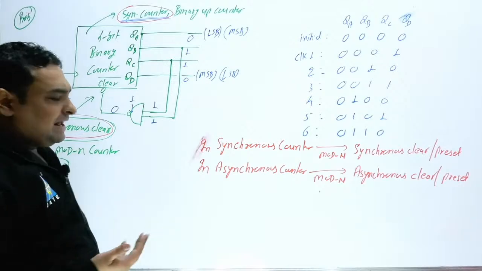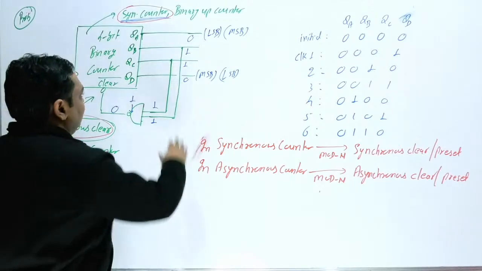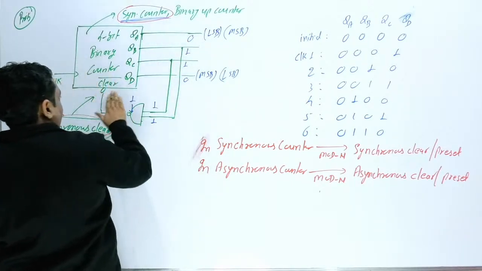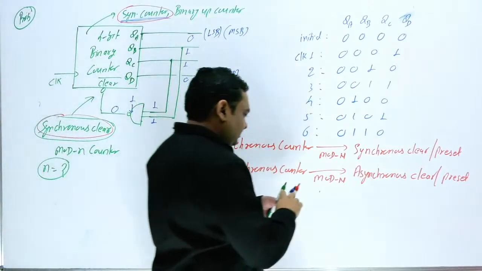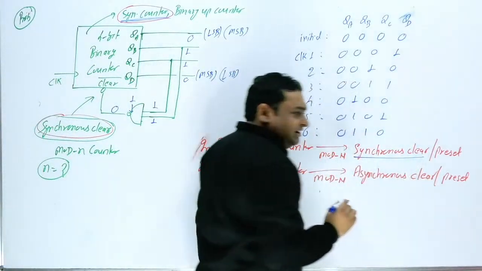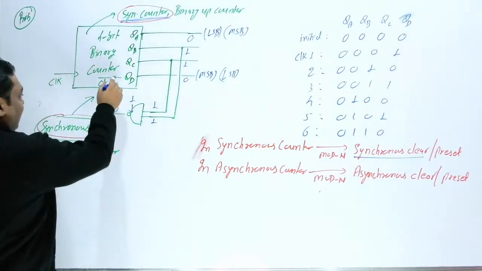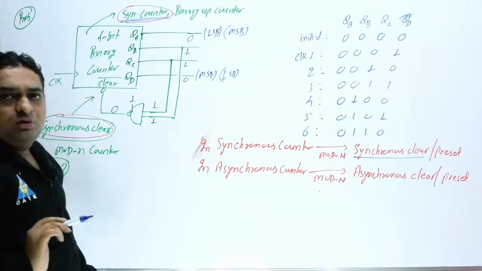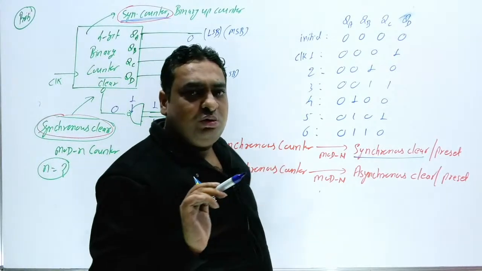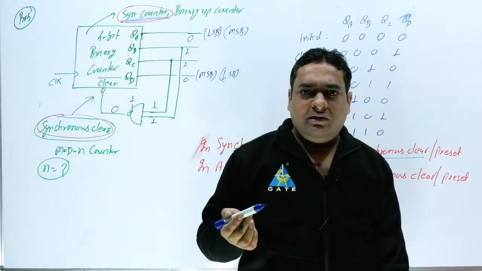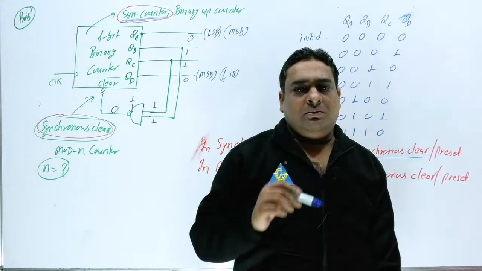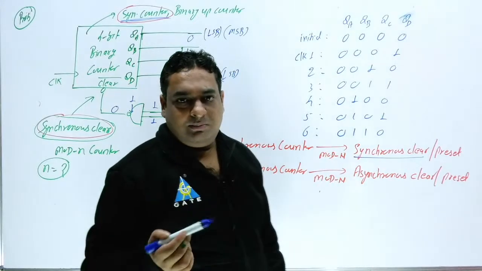So when you apply the 6th clock, you will get here 0 1 1 0. Now here we have mentioned this is synchronous clear. So in synchronous clear, we are not going to use the clear button. We are going to do clear by input, like this, by input.